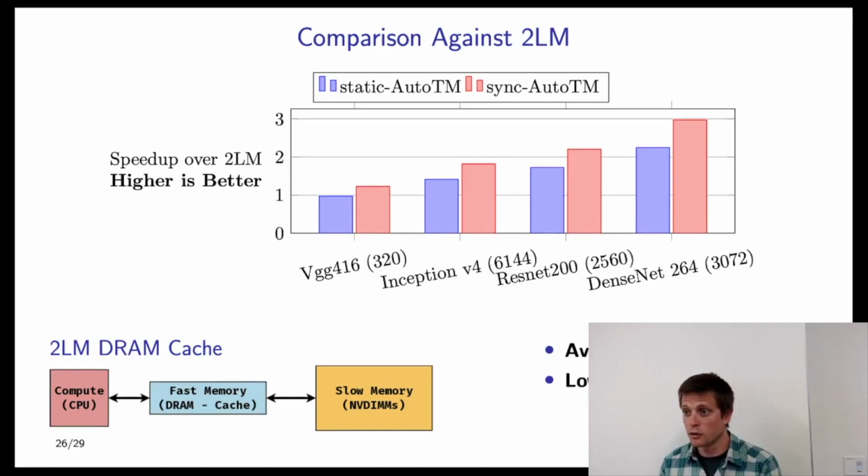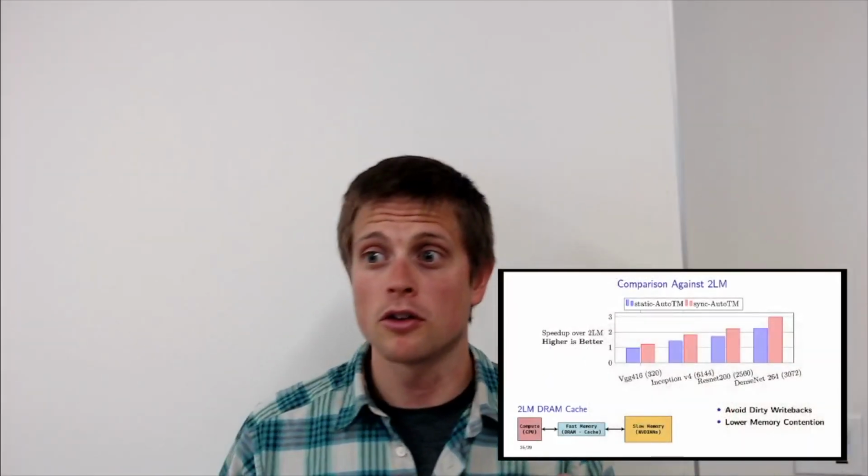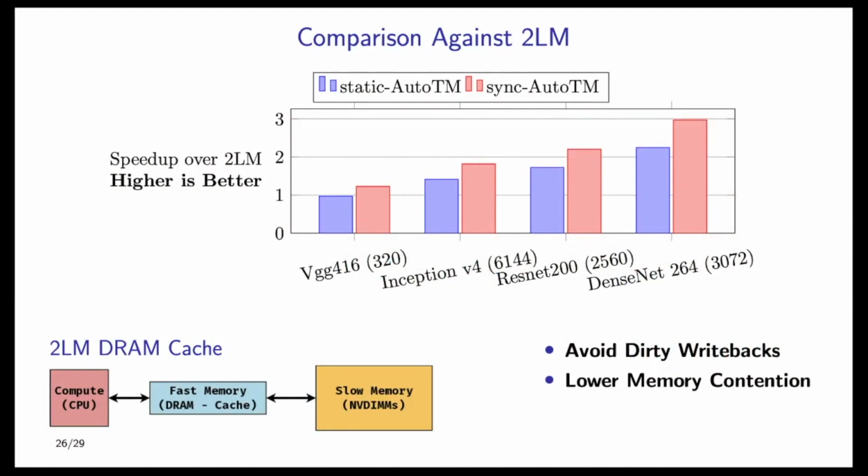A large reason for this is that we can avoid the dirty writebacks that have to happen in the cache because we have some more program semantic information on the lifetime of these tensors. And we also have less memory contention between the DRAM and the persistent memory.